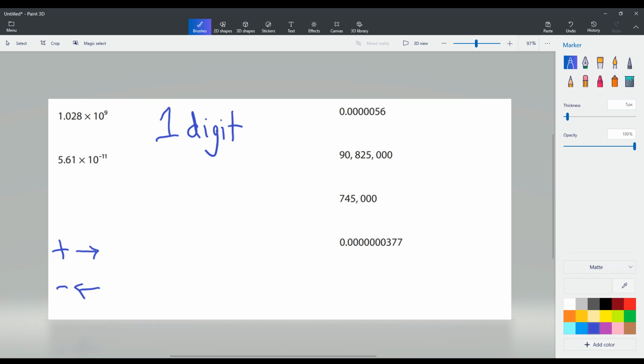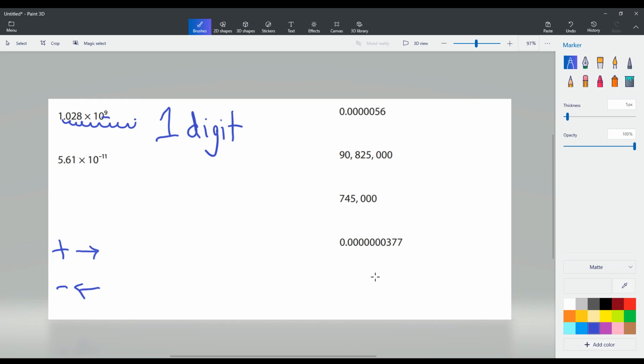For example, right here, I have 1.028 times 10 to the ninth. This positive 9 means I'm going to take this decimal and I'm going to move it 9 times to the right. So that's 1, 2, 3, 4, 5, 6, 7, 8, 9.